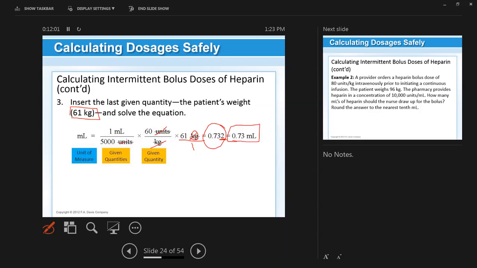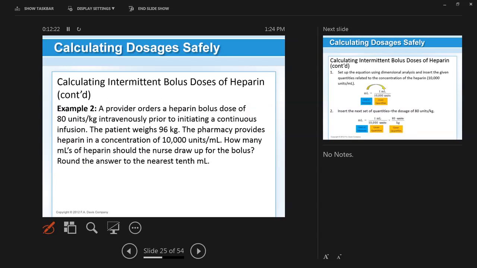Again, if you were going to draw up a dose of 0.73 milliliters, anytime you're using that hundredths place, you're always going to use a TB syringe, because there's no way to measure the accuracy of the dose if you have a 3 milliliter syringe. Those don't have the hash marks to go down to the hundredths place.